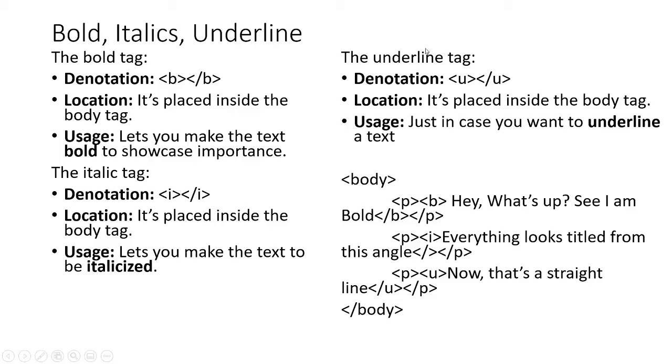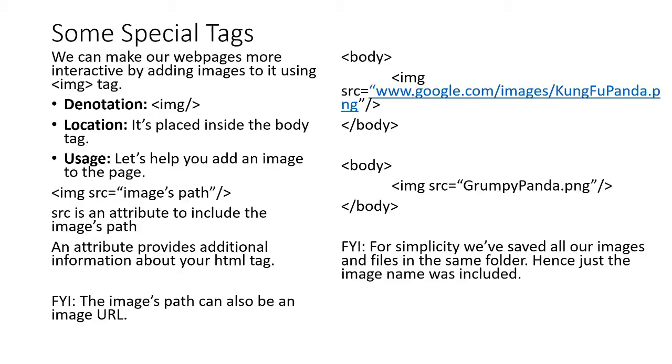And we have the underline tag, and it's denoted as a U. Location, it is also placed inside the body tag, and usage, just in case you want to underline a text. So I'm going to explain this maybe tomorrow. Let's stop here and go to the text editor tutorial.